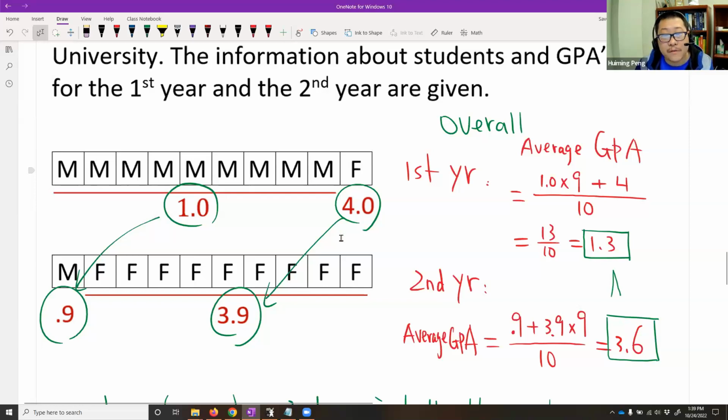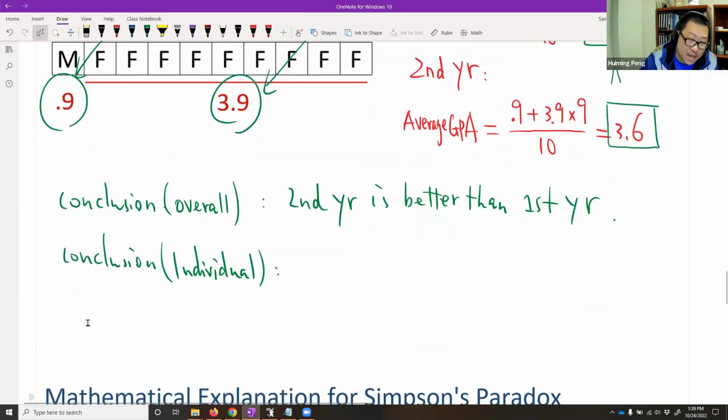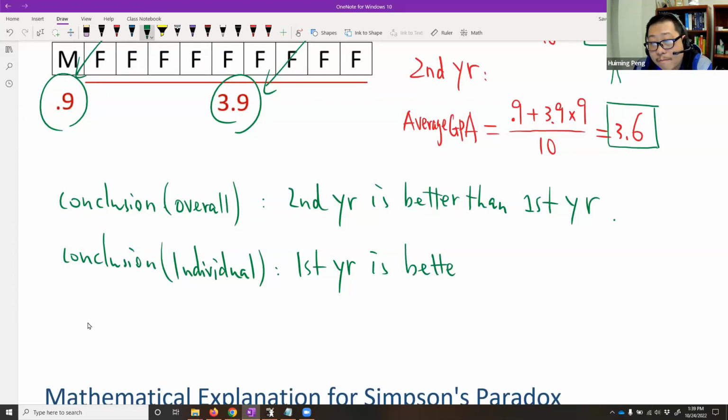And the same for the first year female students: 4.0 is bigger than 3.9. So the first year is better for male students, and also better for female students. Therefore, the first year should be better, no matter whether it's male students or female students. I get this: the learning outcome for the first year is better than the learning outcome for the second year. Oh, it's very strange. Can you see it now?